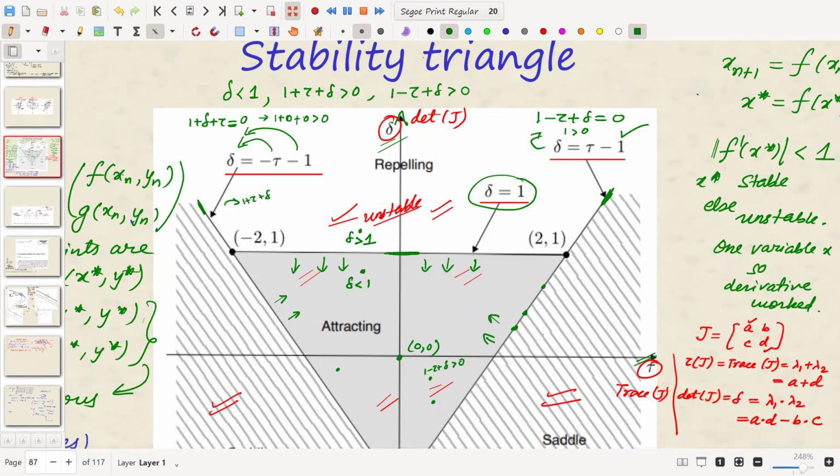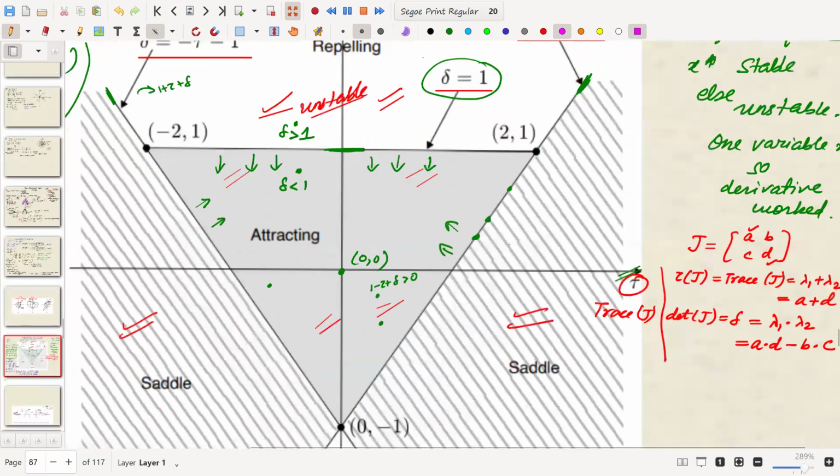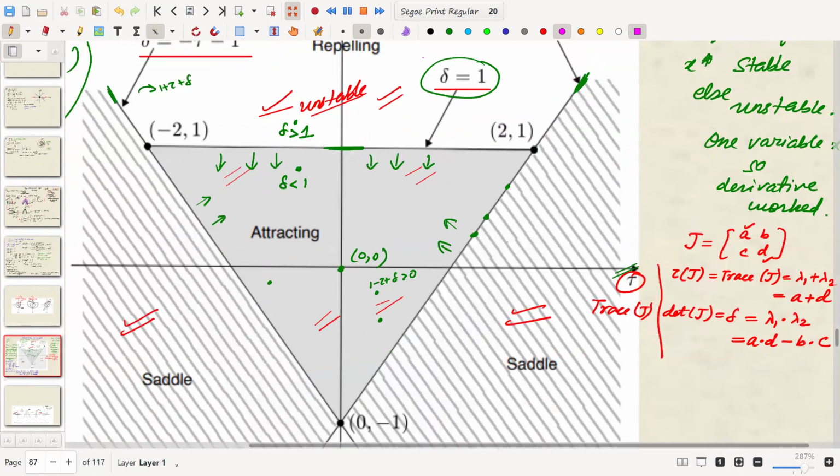Okay, so now you can easily simplify this. So now what we derived: if your fixed point needs to be stable in a 2D map, then you compute the trace of the Jacobian matrix and the determinant of the Jacobian matrix, that is tau is the trace, delta is the determinant. It should satisfy these: delta should be less than 1, 1 plus tau plus delta should be greater than 0, 1 minus tau plus delta should be greater than 0. Okay. These three conditions, if satisfied, then your tau, delta points will be inside this inverted triangle. Okay, that's the condition.